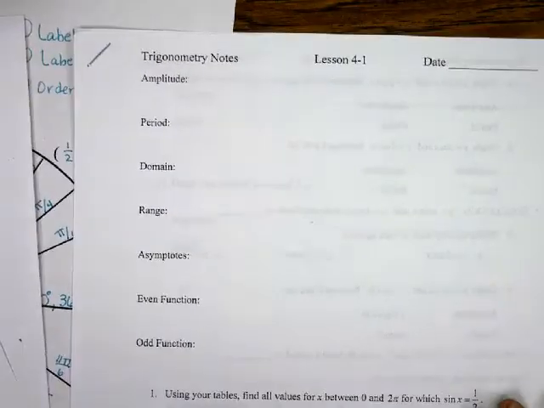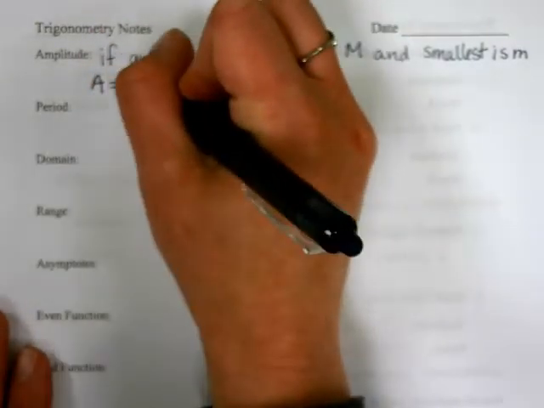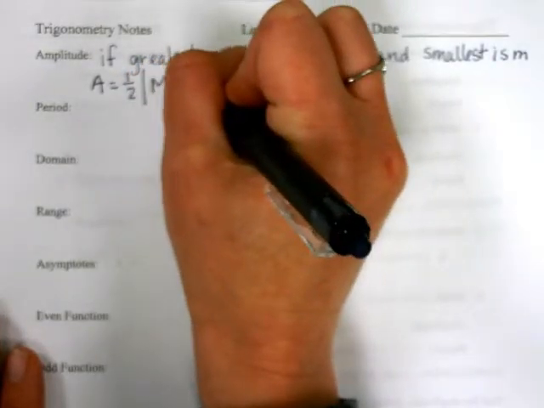So, amplitude says if the greatest value of y is capital M and the smallest is lowercase m, sorry about that, then we have a formula, and it says amplitude is equal to 1/2 the absolute value of capital M minus lowercase m. Okay, now, what is that saying? Let's look at just a graph.